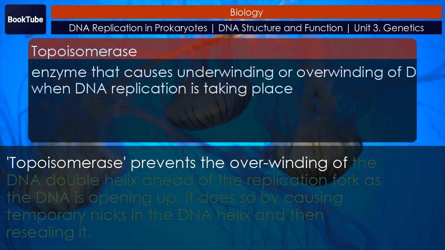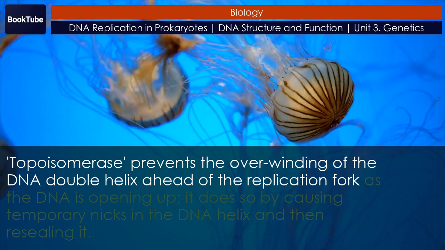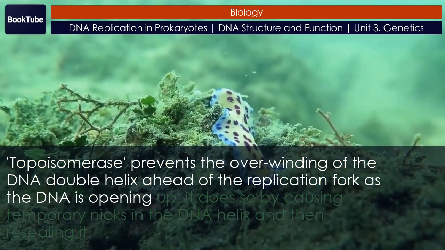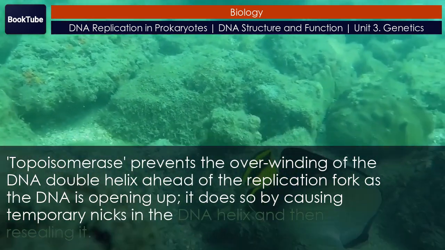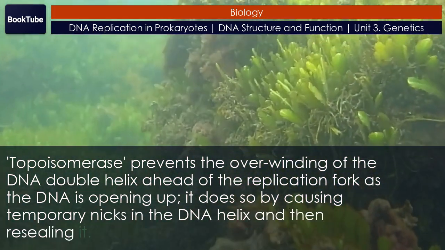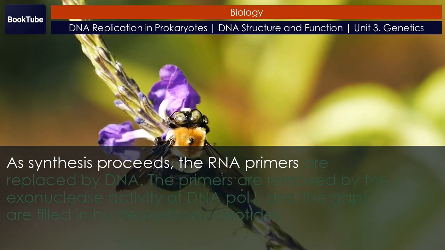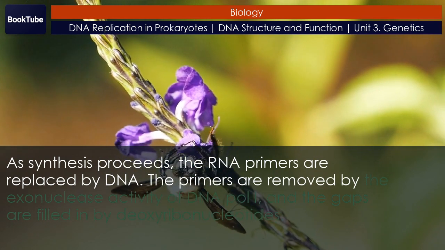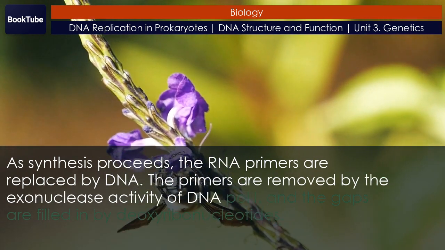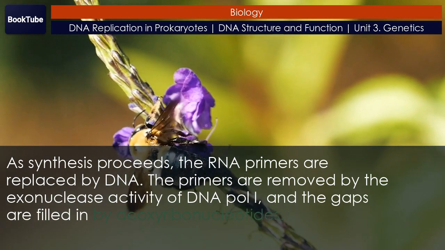Topoisomerase prevents the overwinding of the DNA double helix ahead of the replication fork as the DNA is opening up. It does so by causing temporary nicks in the DNA helix and then resealing it. As synthesis proceeds, the RNA primers are replaced by DNA. The primers are removed by the exonuclease activity of DNA pol I, and the gaps are filled in by deoxyribonucleotides.